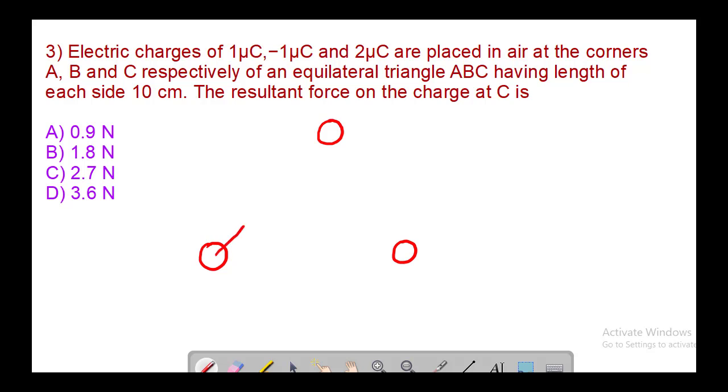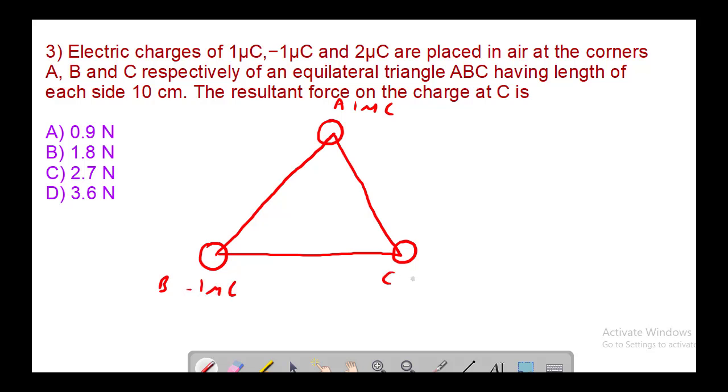So let this be the first charge A, and here we have another charge B, and there is another charge C here. We can just draw a line between them. So we can assume this is A. Here we have 1 microcoulomb charge. Here we have B, minus 1 microcoulomb, and here we have C, 2 microcoulomb charge.